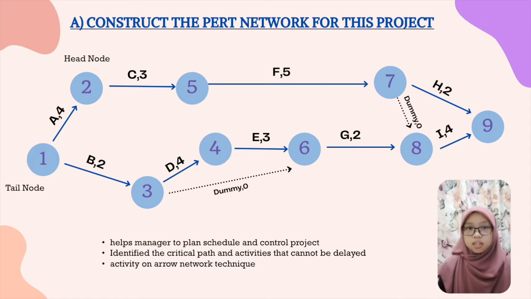Activity G has 2 preceding activities, which are B and E. Therefore, we will need a dummy to show the relationship between B and E. Next is H, which is 7 to 9 in 2 weeks, while activity I also has 2 preceding activities, F and G. Therefore, a dummy is needed. For a dummy, no task time or resources are required. Therefore, this is the complete diagram for the PERT network.